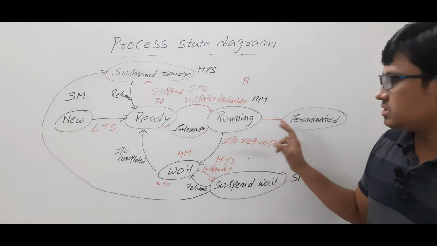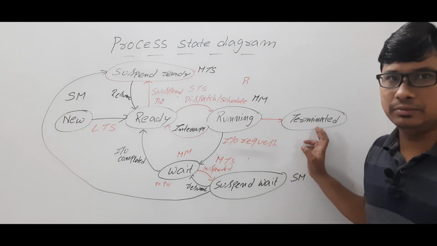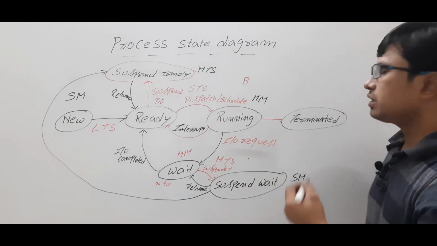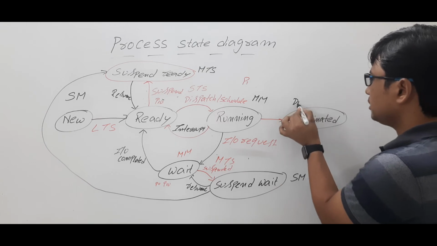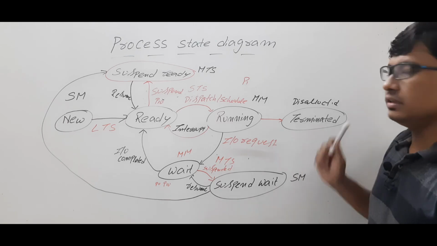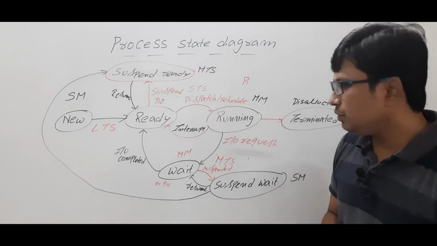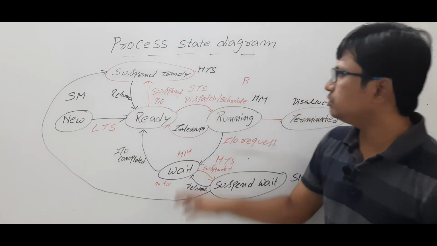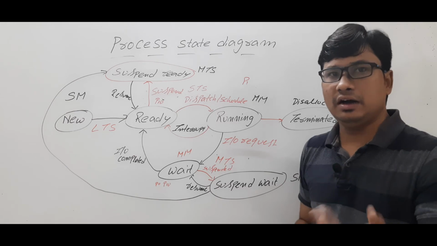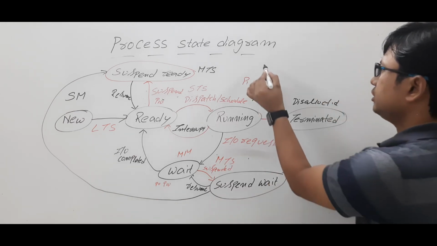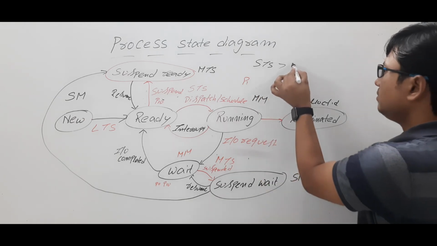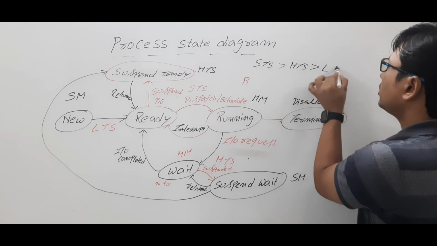Now, when any process has completed its task, it will be brought into the terminated state. Whenever it comes to the terminated state, whatever resources have been allocated will be deallocated. It is our duty to reallocate the resources. Now you can ask me, sir, you have a long-term scheduler, medium-term scheduler, and short-term scheduler. Which one will occur with high frequency? The short-term scheduler will occur with high frequency, then the medium-term scheduler, then the long-term scheduler.